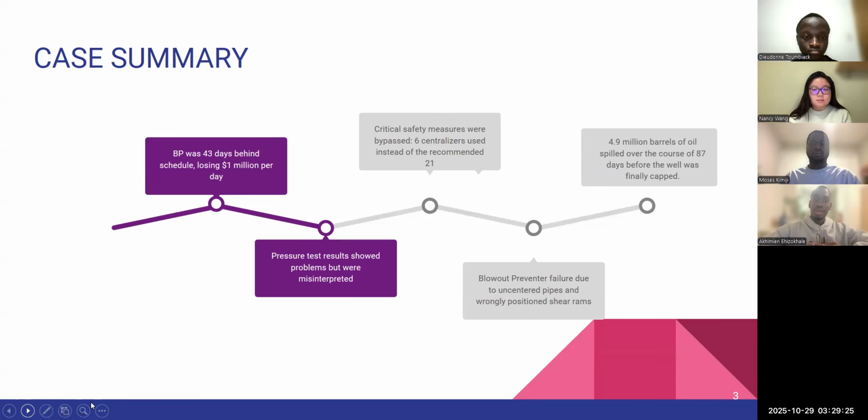BP was 43 days behind schedule, losing 1 million per day renting the oil rig. The pressure test results showed problems but were misinterpreted. Critical safety measures were bypassed. 6 centralizers were used instead of the 21 the simulation recommended. Blowout preventer failure was due to uncentered pipes and wrongly positioned shear rams. 4.9 million barrels of oil spilled over the course of 87 days.